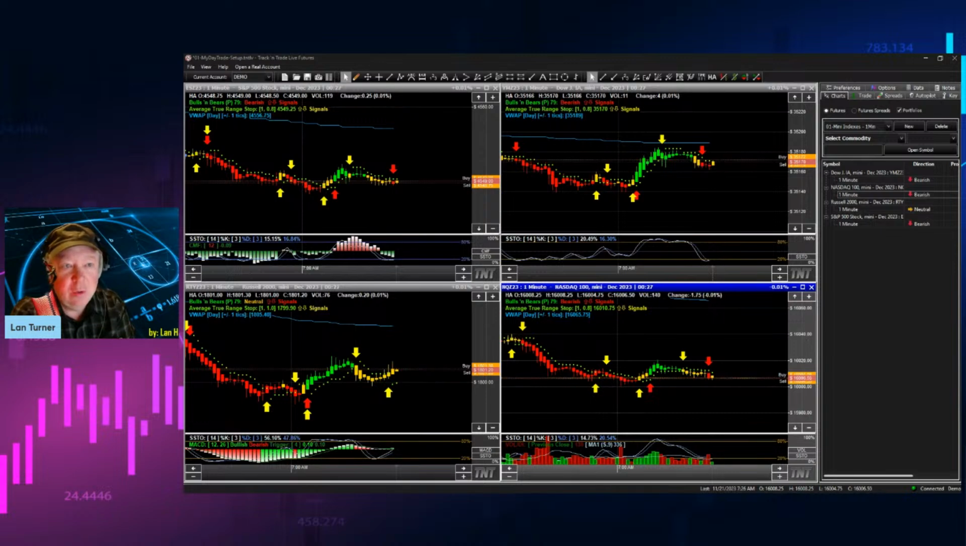Up in the upper left-hand corner, we're looking at the S&P 500. This is in the futures market. Up in the upper right-hand corner, we're looking at the Dow. Bottom right-hand corner, we're looking at the NASDAQ, and in the bottom left-hand corner, we're looking at the Russell. So these are our four indexes in the Chicago Mercantile Exchange.